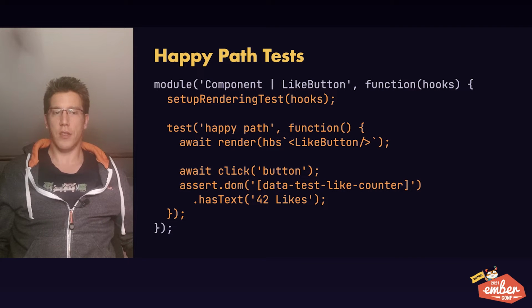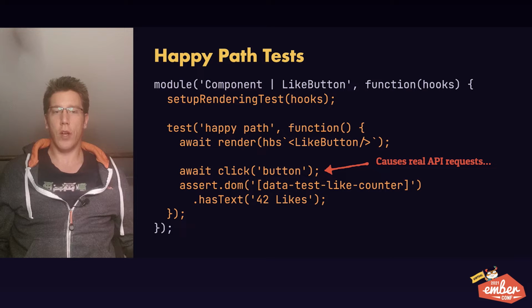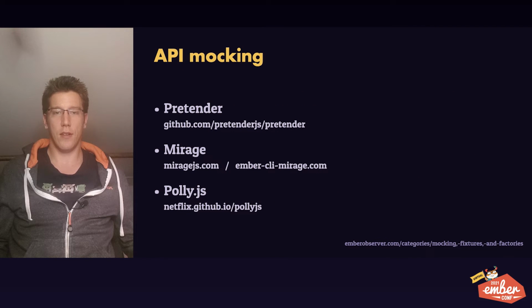Can you see the problem in this code? The problem is here. When we click the button, it will cause a real API request. And unless we are explicitly building end-to-end tests that involve a real backend, we should mock our API requests in some way. Mocking the request helps us build reliable tests that can be repeated many times without having to worry about the state of the backend database.